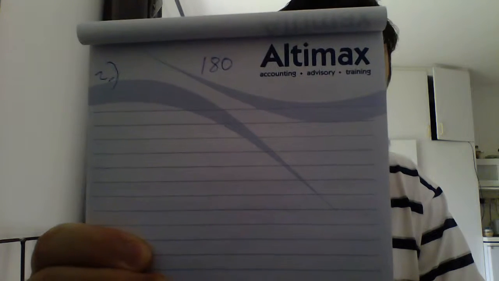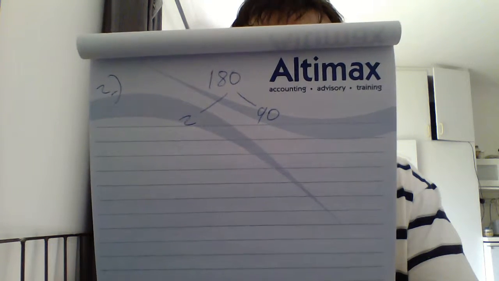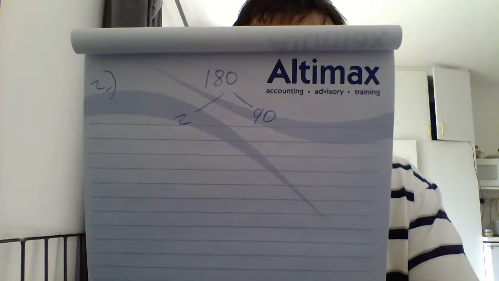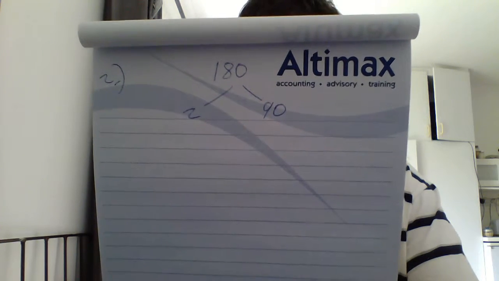Remember, a prime factor can only be divided by itself and 1. So you start with 180. 180 divided by 2 will give you 90. Now again, 90 divided by 2 is 45. So again, you divide it by 2, you get 45.